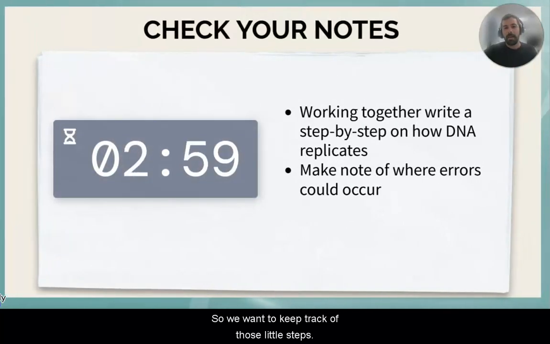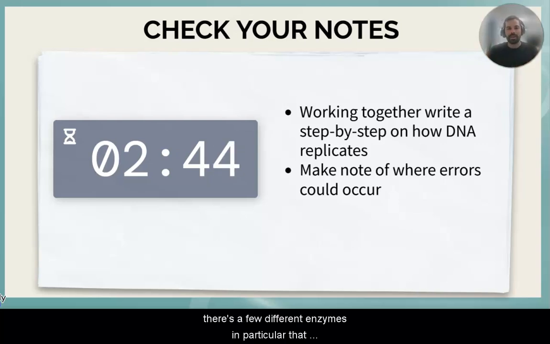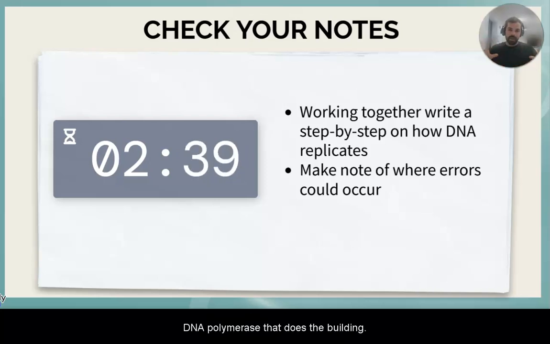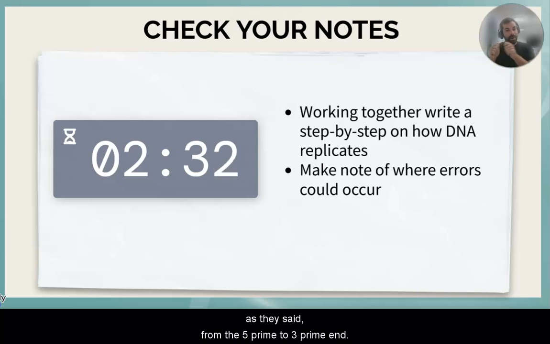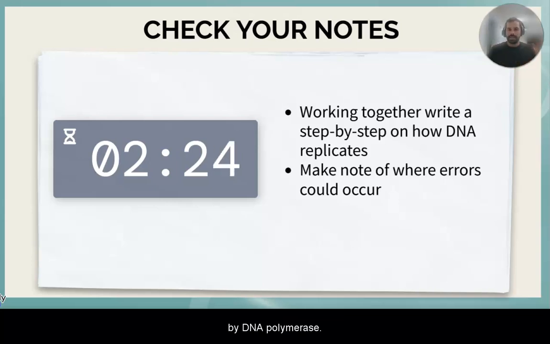So we want to keep track of those little steps, note how there are errors that can occur in each of those, all the different players involved. There are all these different enzymes. There's a few different enzymes in particular that we want to pay attention to. DNA helicase, which does the unzipping, DNA polymerase, that does the building. But the thing is, it can only build it up, as they said, from the 5' to the 3' end. So those nucleotides only get added on that 3' carbon by DNA polymerase.